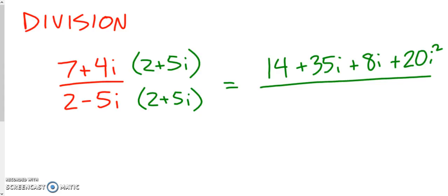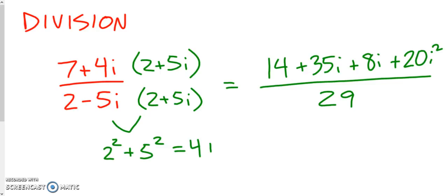Now, in the meantime, these are conjugates, right? I can FOIL that, or I can use a little shortcut. 2 squared is 4. 5 squared is 25. 4 plus 25 is 29. Boom. So when I do this, 2 squared plus 5 squared is 4 plus 25, which is 29.